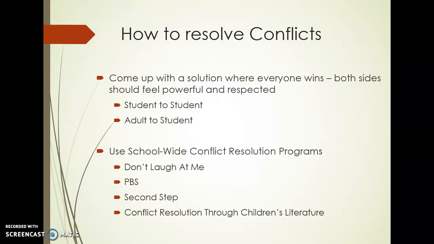Schools might use a program like PBS, Behavior Management System. I know the school my son goes to uses Second Step curriculum. Some schools use a program called Don't Laugh at Me. Other schools may incorporate children's literature where they're trying to teach children conflict resolution through using children's books. But conflict resolution is a great way to teach children how to solve conflicts between themselves, their peers, but also through adults as well.